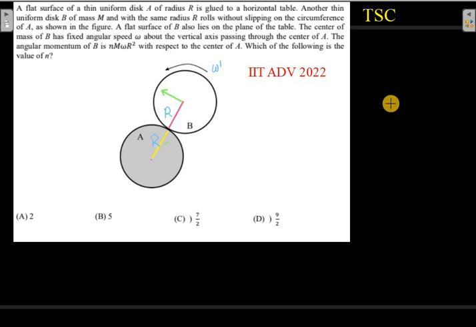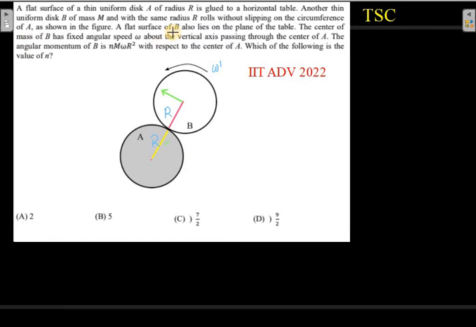In this video, we are going to discuss a problem asked in IIT Advanced 2022. The problem is based on angular momentum. A flat surface of thin uniform disk A of radius r is glued to a horizontal table. Another thin uniform disk B of mass m and width of the same radius r rolls without slipping on the circumference of A, as shown in the figure.